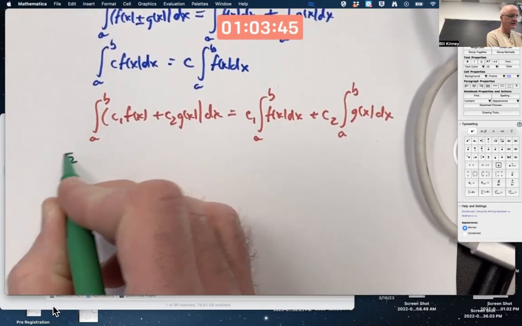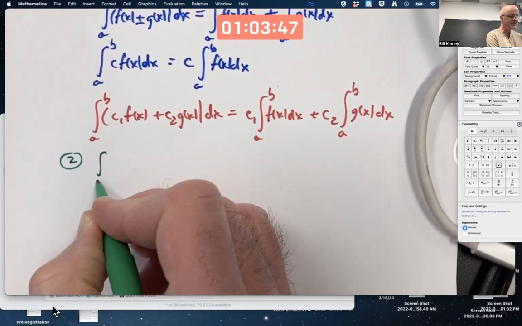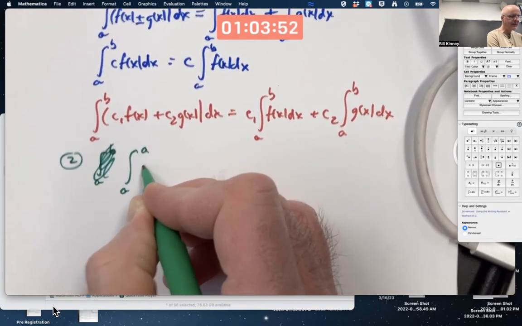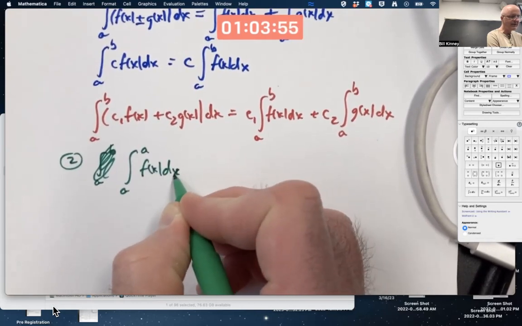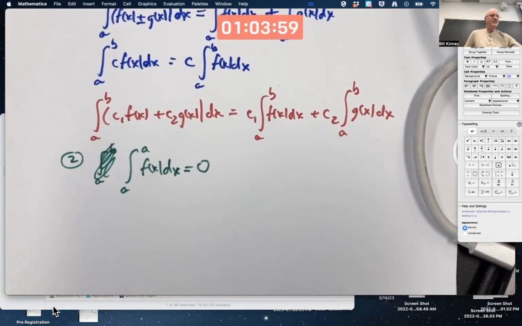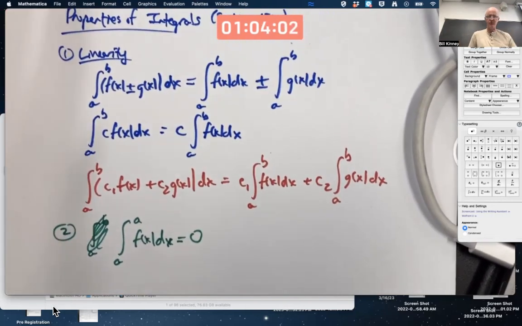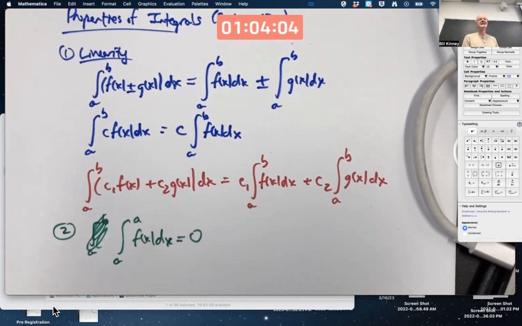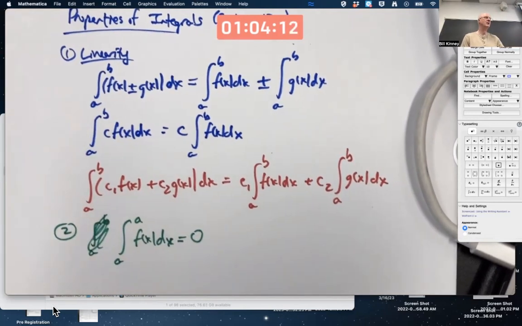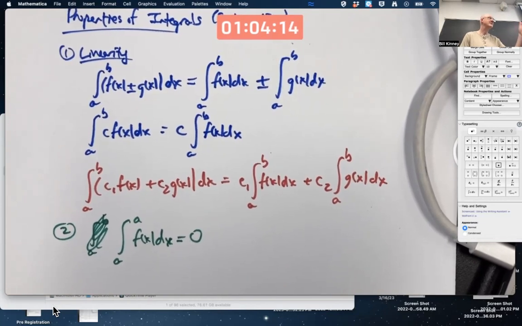These are similar. Property 2 is something I just mentioned a few minutes ago. The integral from a to a of a function, any function, is 0. These linearity properties take proof. This property is essentially a definition. There's nothing to prove here, we're just saying that's what we want it to be. We want the answer to be 0, so we're defining it to be 0. But we can still call it a property.